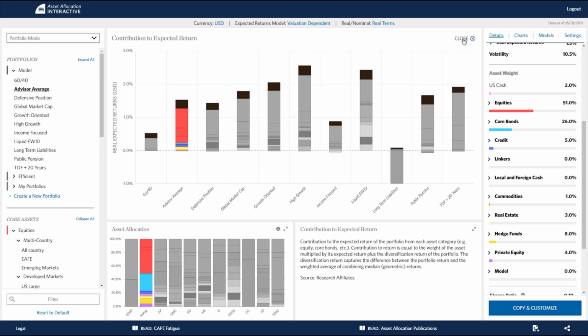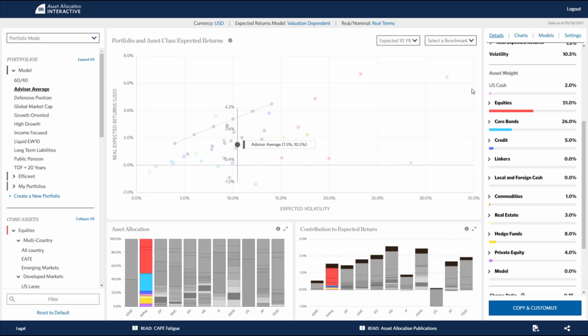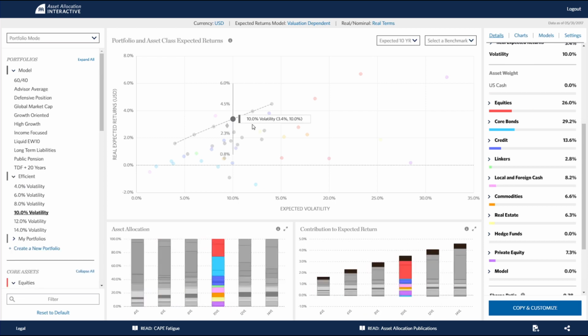Let's go ahead and close our contribution to return chart here. And answering questions like this are the real benefit of the AAI tool and what we hope that users of the tool will get out of it and take advantage of. Earlier we talked about the efficient frontier and the diversified portfolios that have the highest return per unit of risk as we've defined them. So if we look at an average advisor has a volatility of 10.5%, I'm going to simply choose the 10% volatility efficient portfolio, and we can take a look.